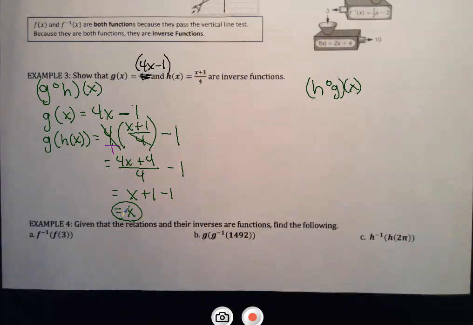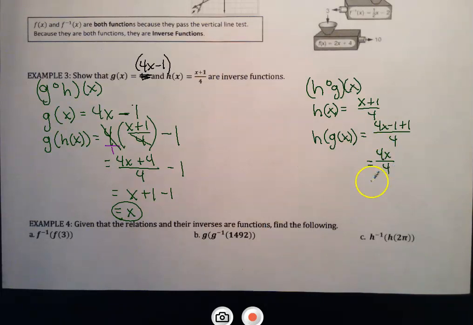Okay, so with the next one, h of x is x plus 1 divided by 4. So then h of g of x, we're going to insert that 4x minus 1, plus 1, divided by 4. It's 4x divided by 4, which just equals x. Hey, you just proved that they're inverses, because you did g of h and h of g, and you got the same thing.